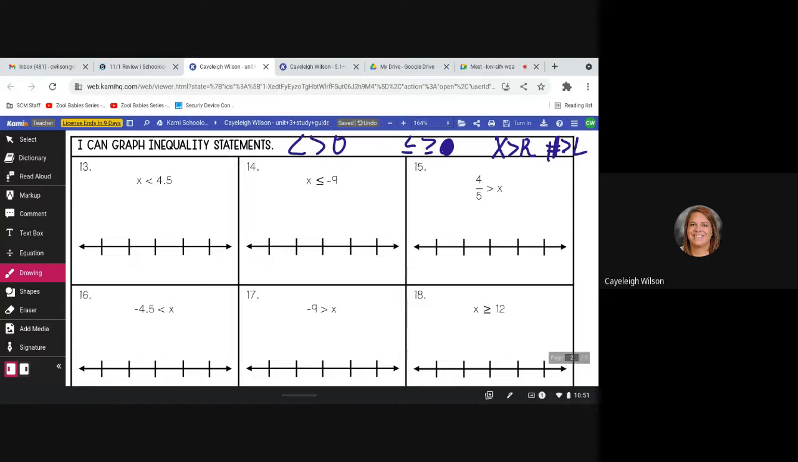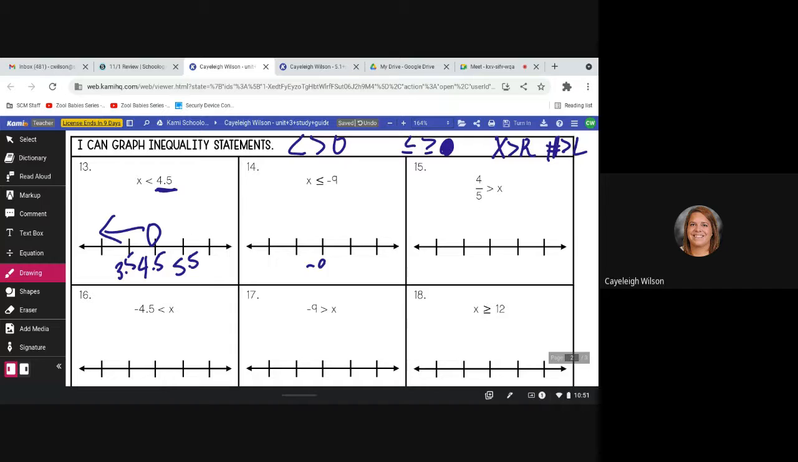So 4.5 is going to go in the middle. I add 1 to get 5.5 on the right. I subtract 1 to get 3.5 on the left. So all you have to do is put your 3 numbers on there. This is going to be an open circle, and it's eating the number. So that's saying the number is big enough. So I need numbers that are smaller. So x is less than 4.5.